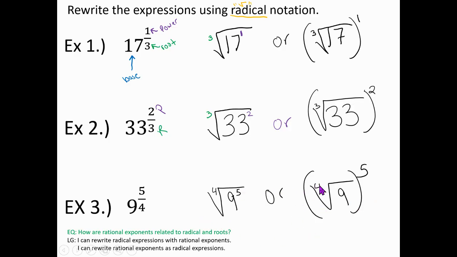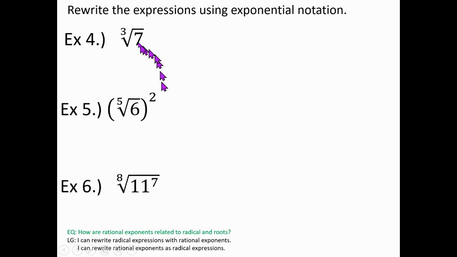All right, so what we're going to do now is, instead of going from a fractional power or exponent or rational power, we're going to have it in radical form, and we're going to write it using exponents. So we're going backwards. We have to write it using rational exponents.